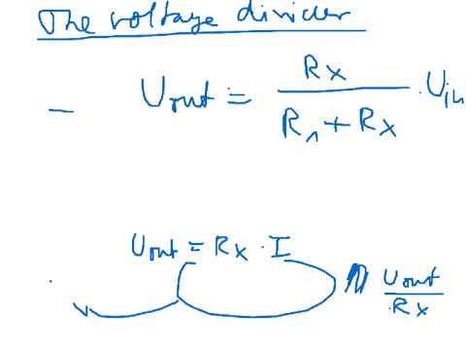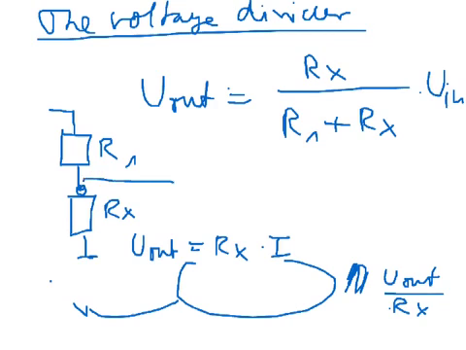So if you have a voltage divider like this, and you have your variable resistor here, and you measure the voltage here, then U out is a function of Rx and U in.